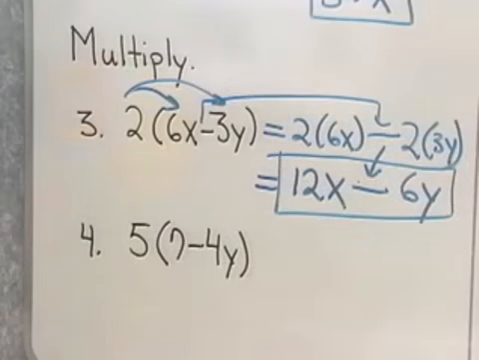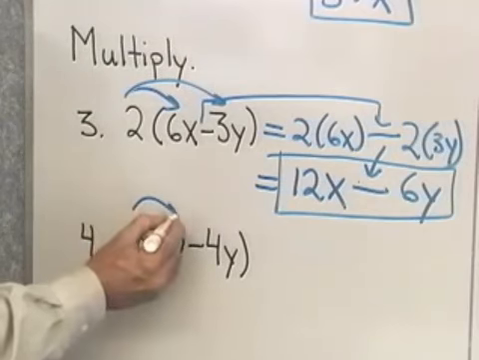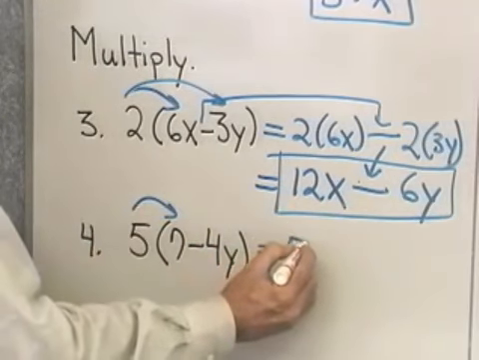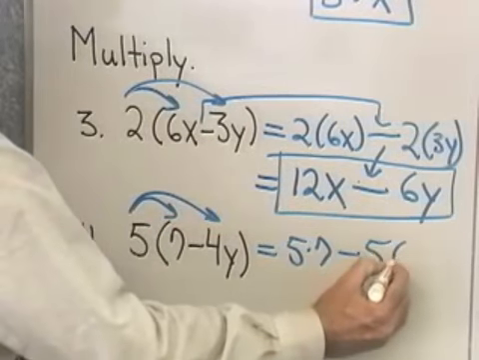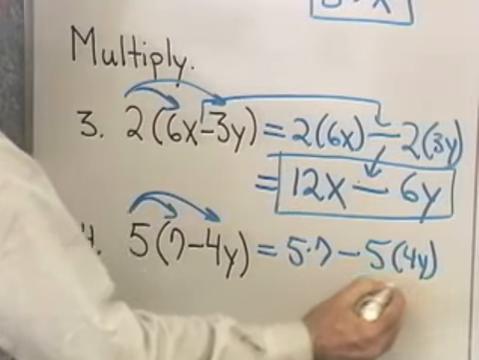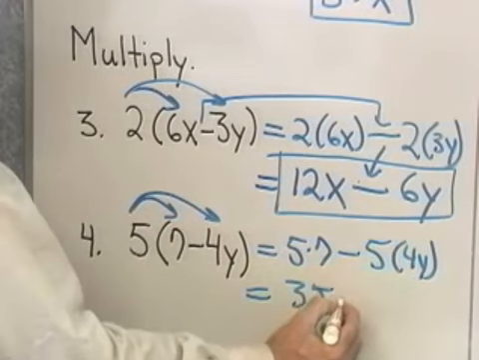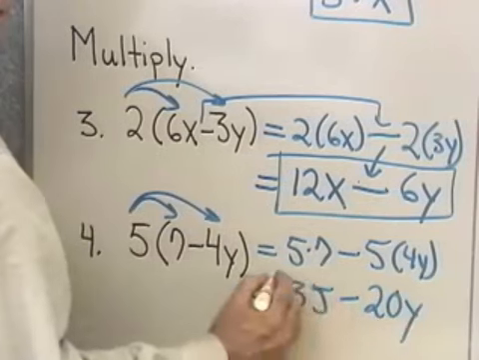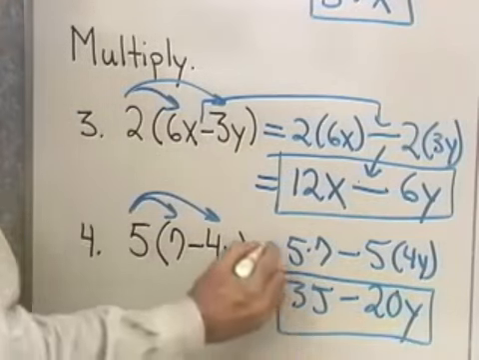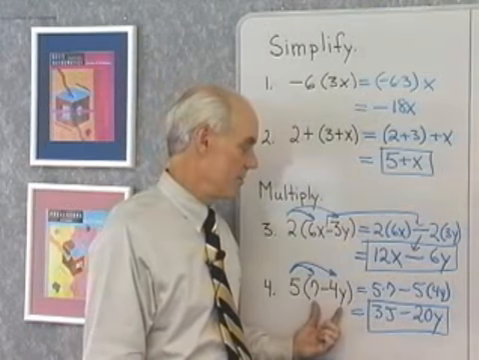Let's look at our next one. 5 times the quantity 7 minus 4y. Again, with the distributive property, I multiply 5 times 7, and then 5 times 4y. 5 times 7 is 35, minus 5 times 4y is 20y. So there's the simplified version of this expression, or the expression that I get when I apply the distributive property.